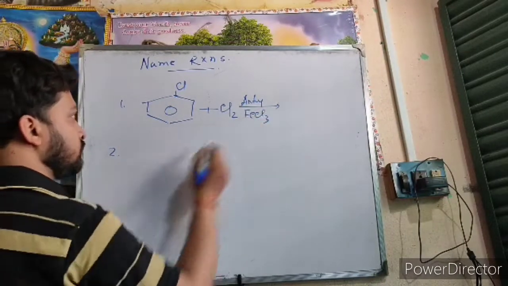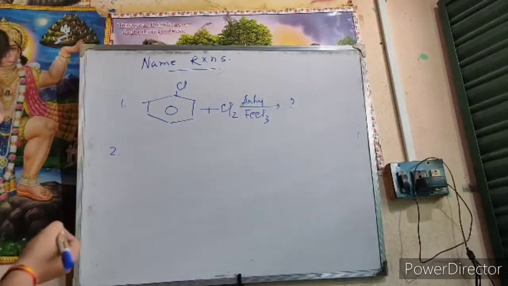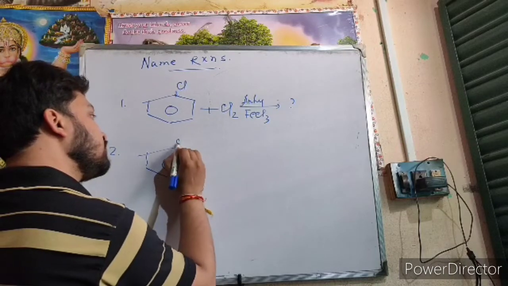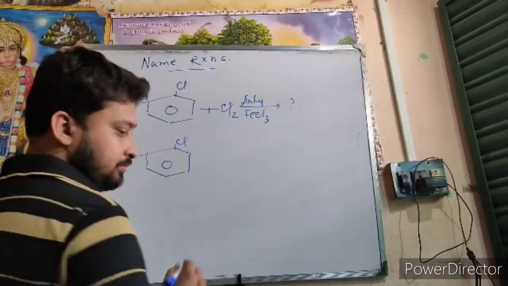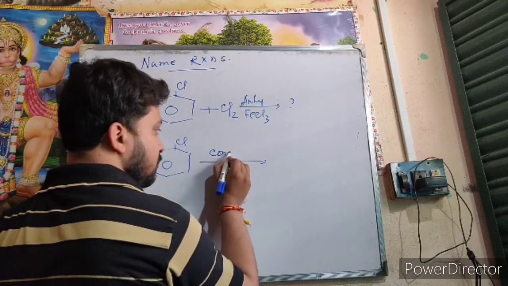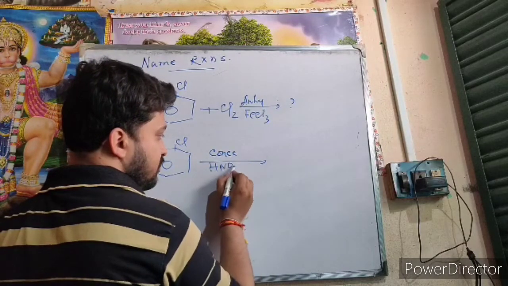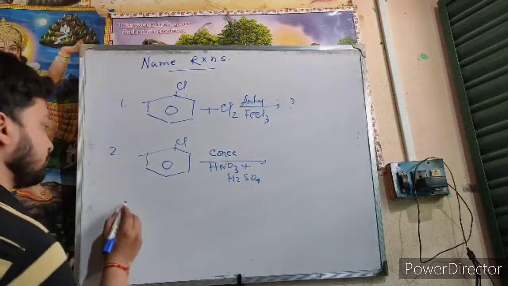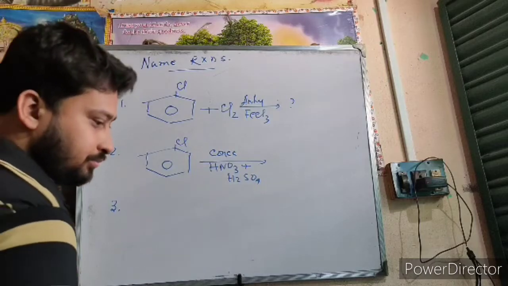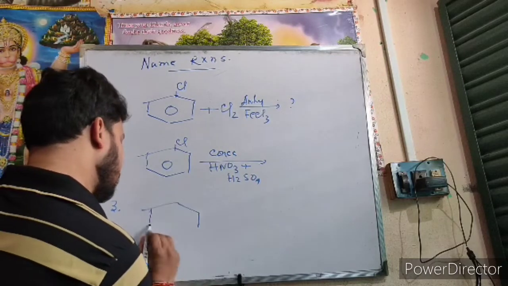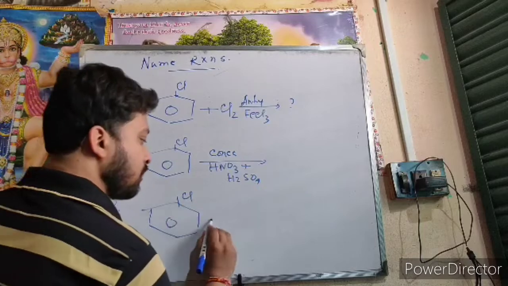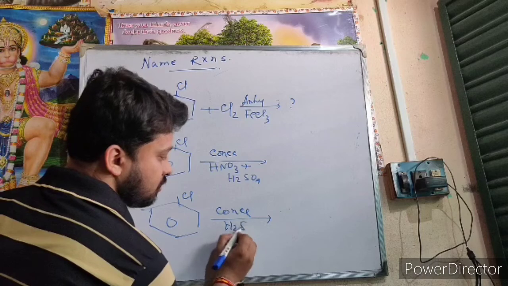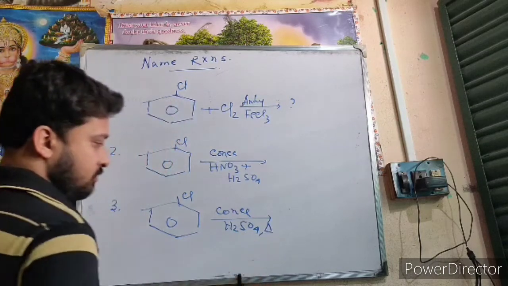Number 2: you want to write chlorobenzene with the presence of concentrated HNO3 and H2SO4. What will be the product? Number 3: chlorobenzene, and you write only concentrated H2SO4 with the presence of heat. What will be the product?